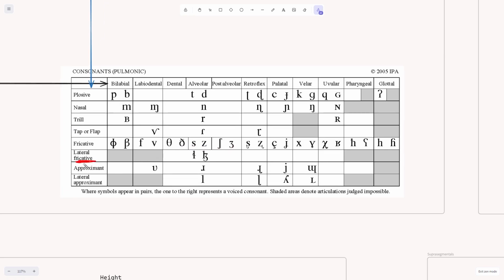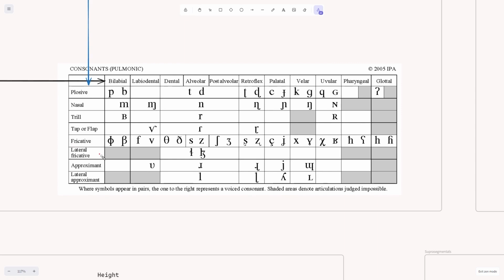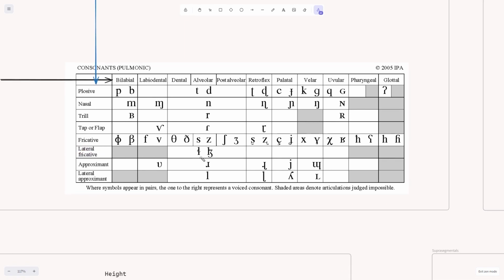Next, we have lateral fricatives. They are again like fricatives, where airflow is forced through a narrow channel, but lateral means that the airflow is along the sides of the tongue. This again are sounds I'm not native of, but this sounds something like xia.